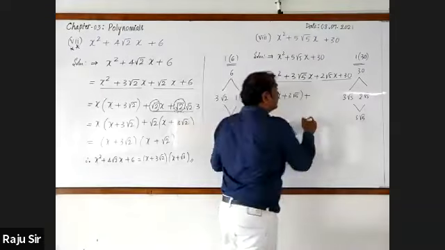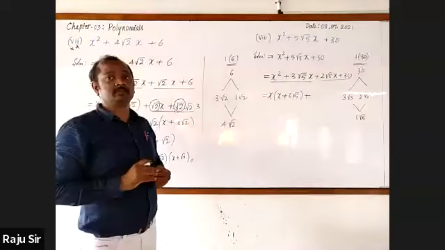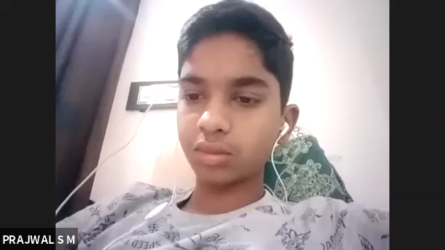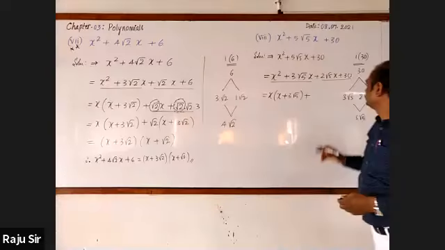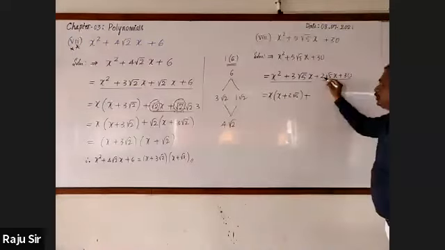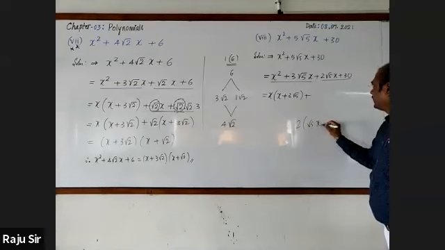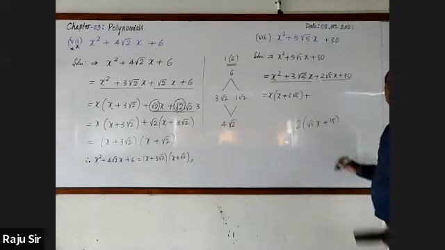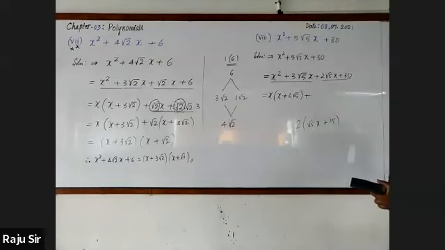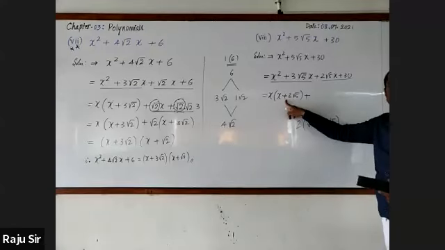Now, in the second group, what is the common factor? Not 1. 3 root 5? Observe root 5 x, then 2 root 15. So again we won't get the common factor. Sir, 2 root 5 common factor.